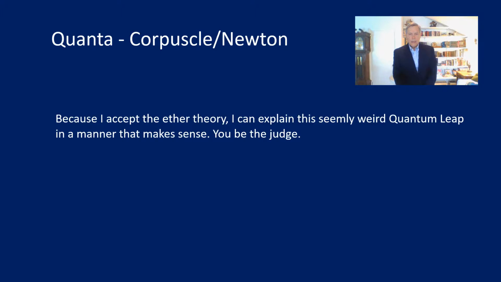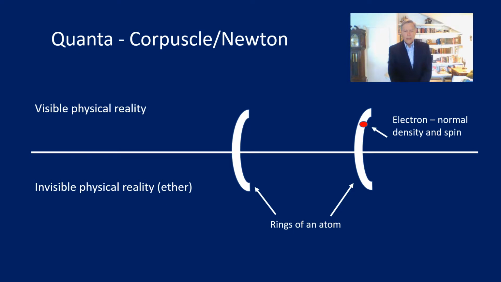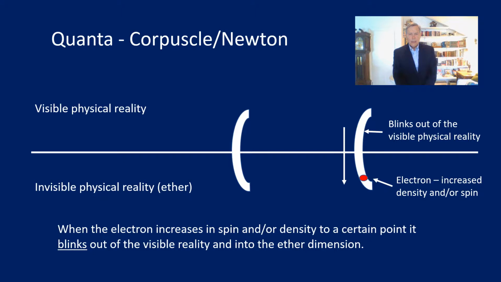Because I accept the ether theory, I can explain this seemingly weird quantum leap in a manner that makes sense. You be the judge. The ether reality is actually another dimension. When the electron goes from the physical reality to the ether reality, it really doesn't move anywhere, it just drops into a different dimension. This gives an explanation of what exactly happens during the time of the quantum leap. The electrons with normal density and spin will be in the physical reality. When the electron increases in spin and/or density to a certain point, it blinks out of the visible reality and into the ether dimension.